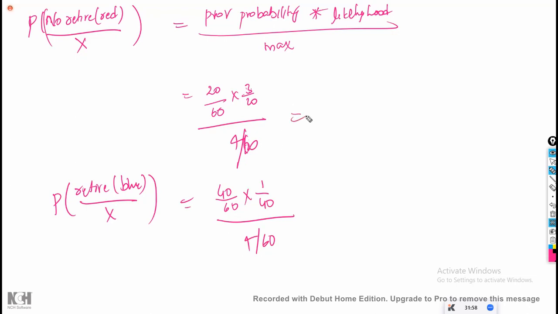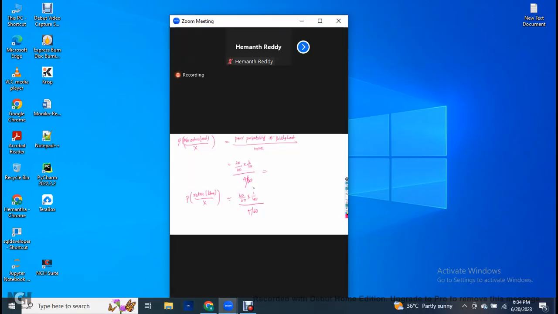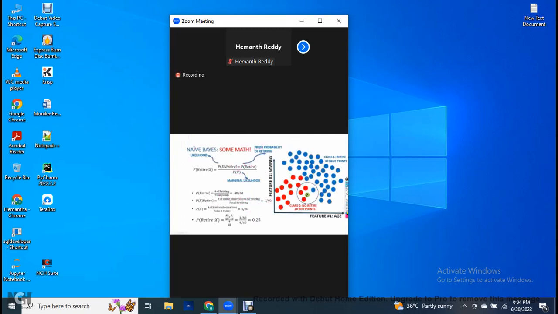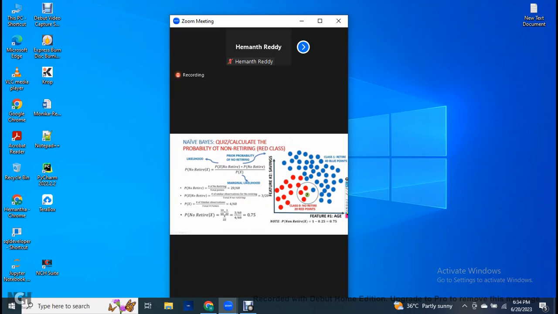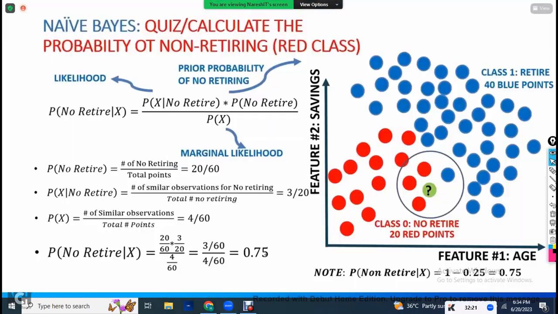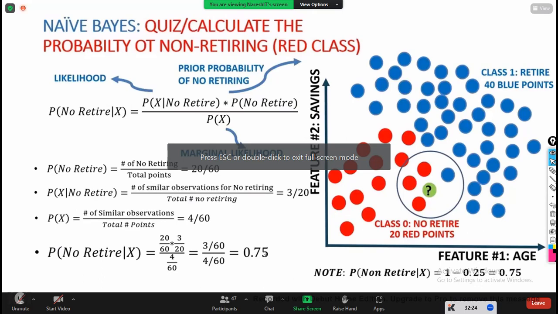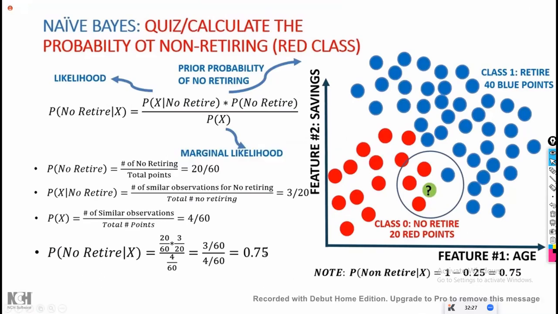So now what is the value? You are just calculating 20 by 60 into 3 by 20 divided by 4 by 60. And for this one you calculate separately: 40 by 60 into 1 by 40 divided by 4 by 60, which is 0.25. And for the red one, it is 0.75. Overall the total should be 1, because only 2 classes are there. Since 0.75 is the greater probability, being a red point is more probable, so you are going to classify this data point as a red data point.